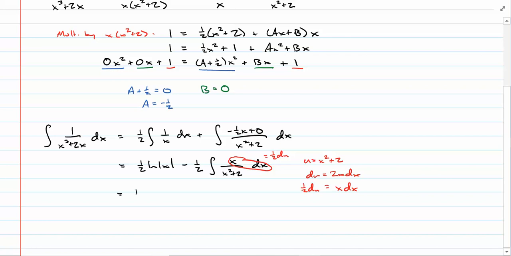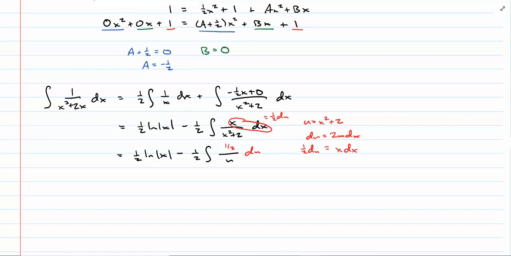So I'm going to have a half natural log x. I'm going to have minus, and then I'm going to have a u in the bottom, and then I'm going to have a half du in there also. The half du is the same as the x dx. And see, that makes this integral doable because now it's just 1 over u. So let's see, I can factor out that half. A half times a half is a fourth. And this is just going to be natural log u, and the u is x squared plus 2.